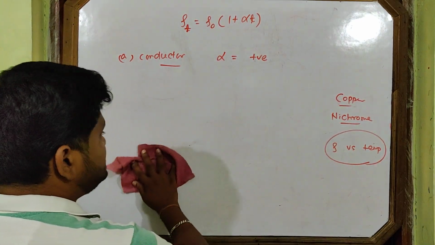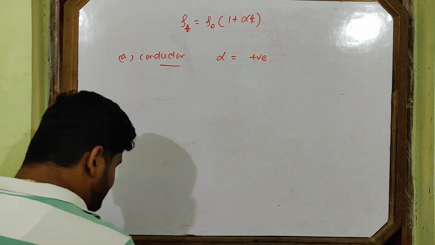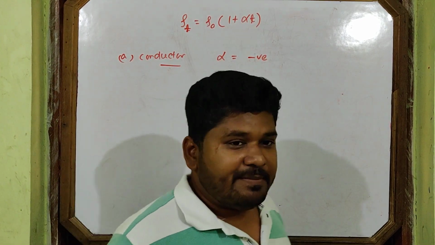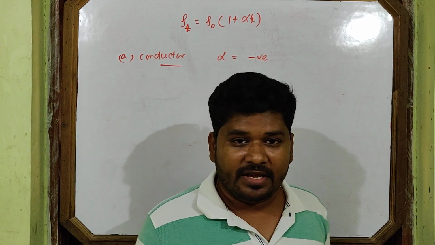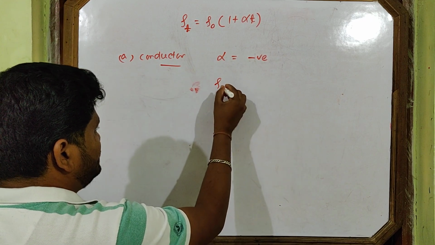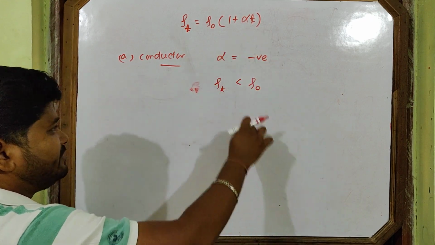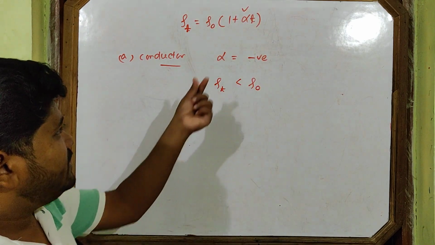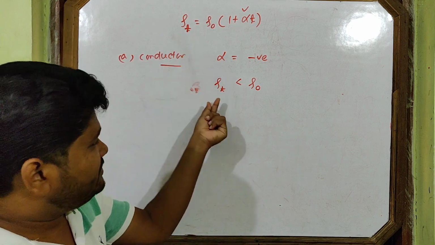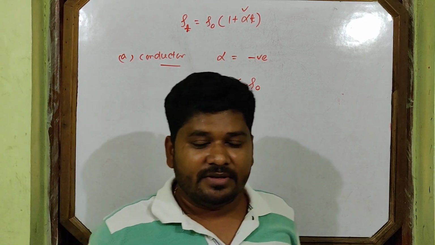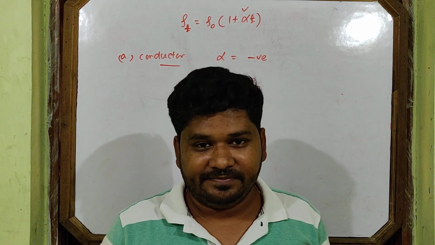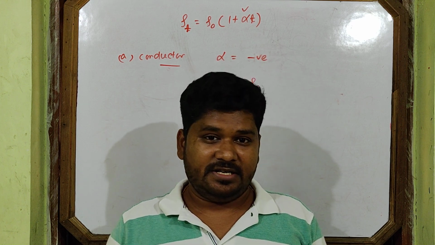Then let's come to the semiconductor. What happens in a semiconductor? Alpha is negative. If alpha is negative, then what happens? Rho t will be less than rho naught. This term will be minus, and if one term is subtracted from rho naught, then it will decrease. So rho t will be less than rho naught. With an increase in temperature, resistivity decreases in a semiconductor.